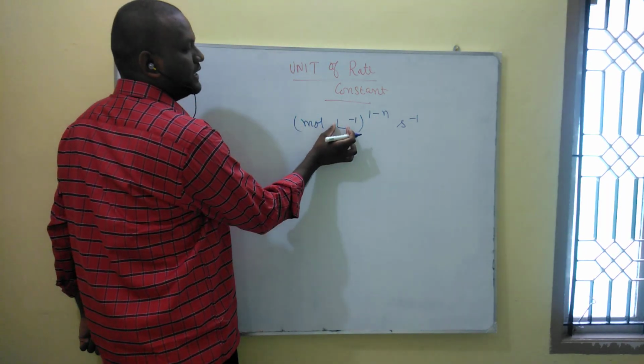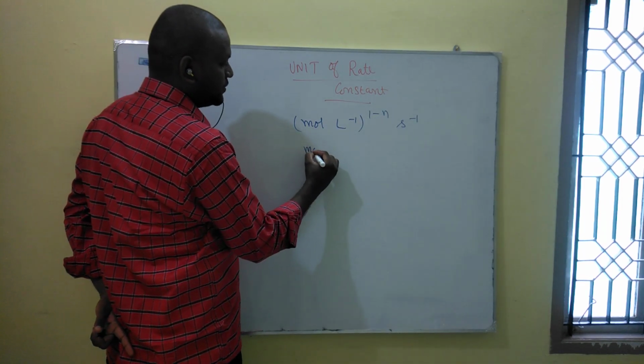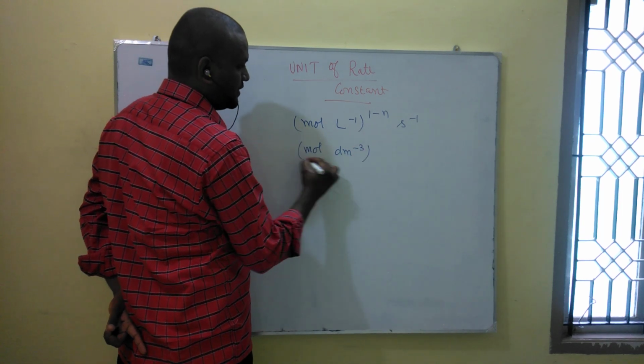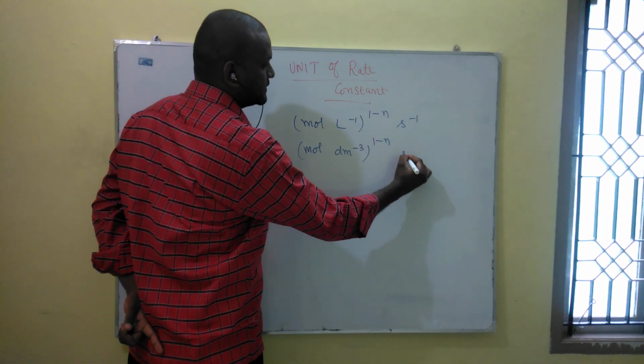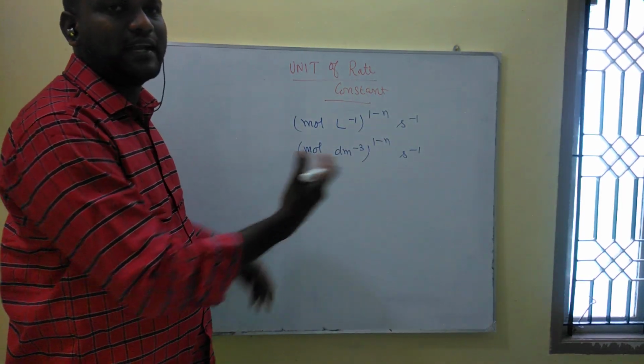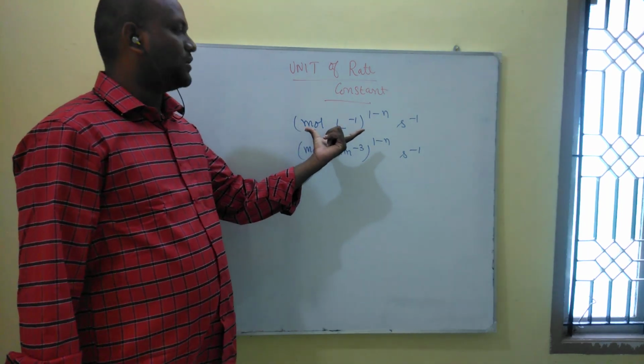We can also represent the liter as decimeter cube. Therefore, mole per decimeter cube power 1 minus n per second. So many descriptions like that: mole power 1 minus n, liter power n minus 1. So we have simplified it. We will follow this one.